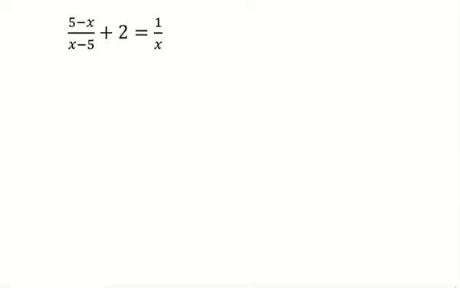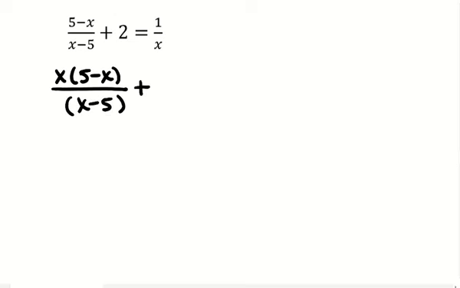So I'm going to say x times 5 minus x, divided by x minus 5. So what's going on here? Plus 2x, and we've got to multiply everything by x. 1 over x times x is 1.